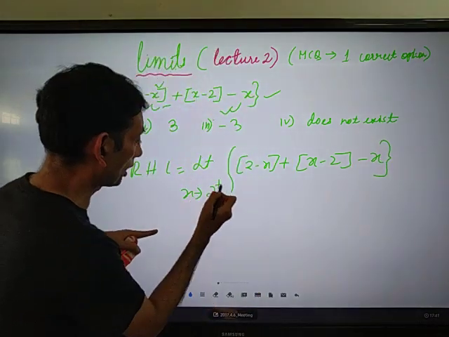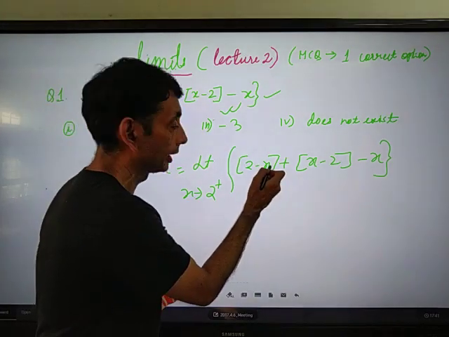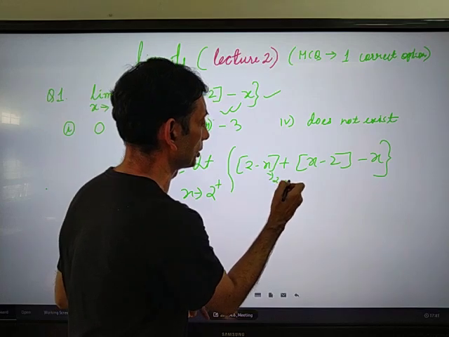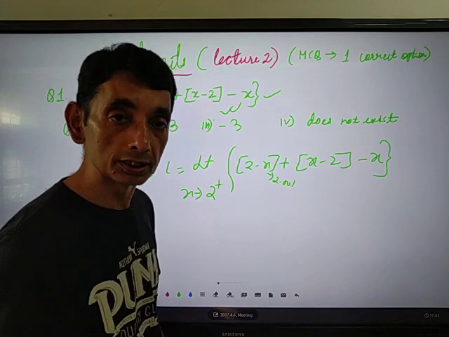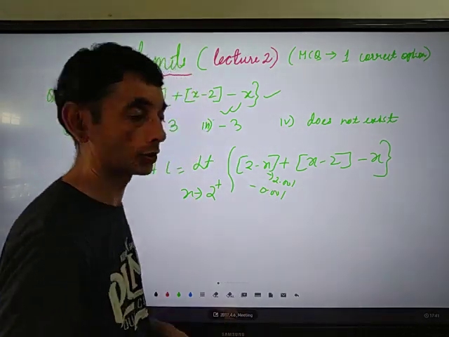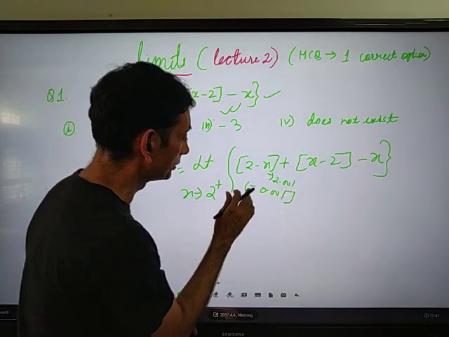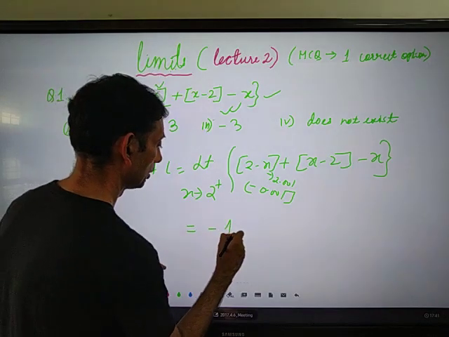Remember, you are approaching 2 from the positive side, so the x value is slightly greater than 2, say x is 2.001. Now if you subtract, 2 minus 2.001 will be minus 0.001. If you take the greatest integer function of minus 0.001, this is equal to minus 1.